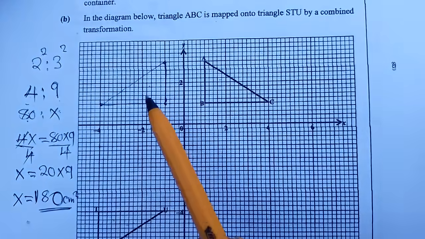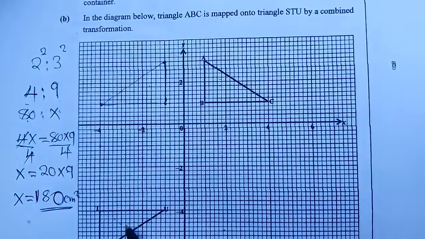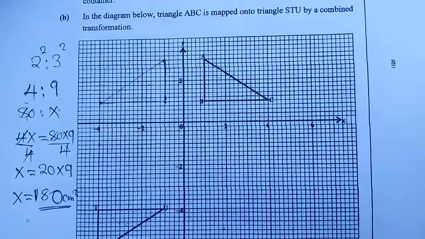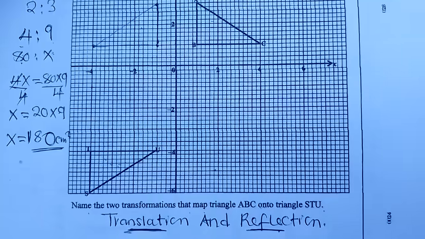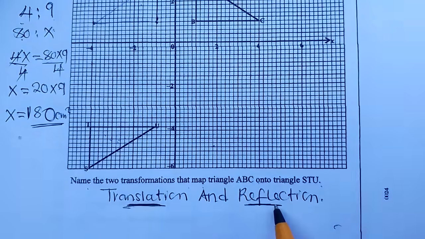You know that this is now this one to that one. What is happening there? It is reflection. So I've just reflected this one. So these are the two that you need to understand. It is just translation and reflection.